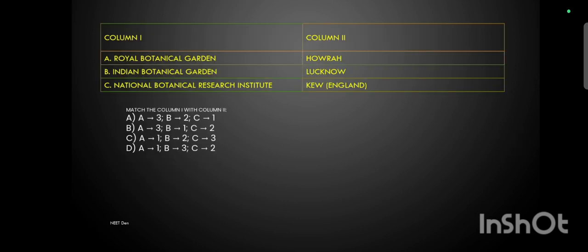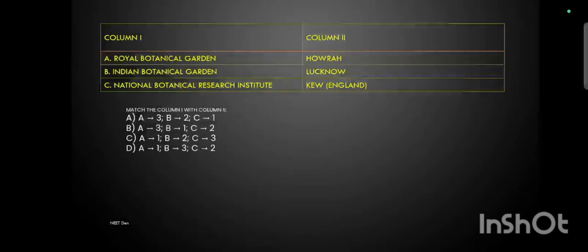Question is, match the columns, that is column 1 with column 2. In column 1, from A to C are A, Royal Botanical Garden, B, Indian Botanical Garden, C, National Botanical Research Institute. In column 2, from 1 to 3 are 1, Howrah, 2, Lucknow, 3, Kew, England.